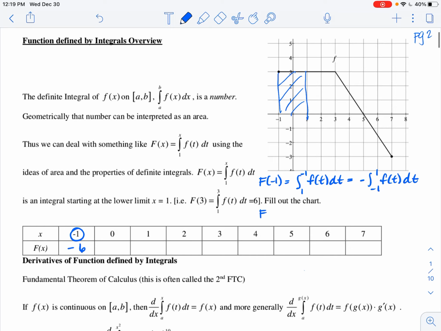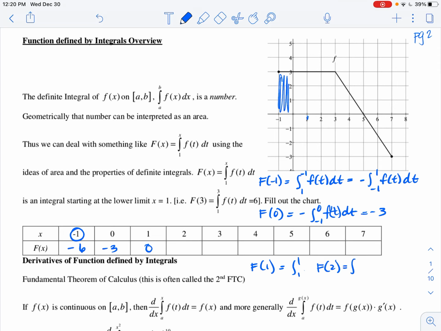Let's go ahead and fill out for F of 0. I'm going to go ahead and switch my endpoints. So I've got from negative 1 to 0 of f of t dt. And that's just going to be the area from negative 1 to 0, which is just this. And that, again, would be a negative because I've had to switch my endpoints. All right, so I'm just going to continue. F of 1 is the integral from 1 to 1, and so I know that that's 0. F of 2 is the integral from 1 to 2, and so let's see, cleaning this up a little, 1 to 2, that's just 3 units.